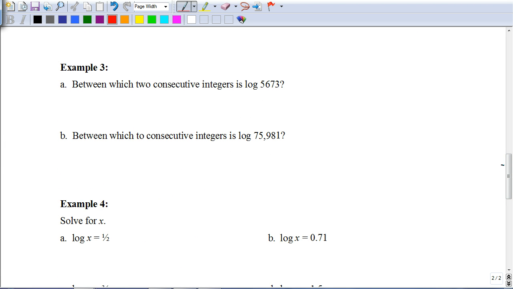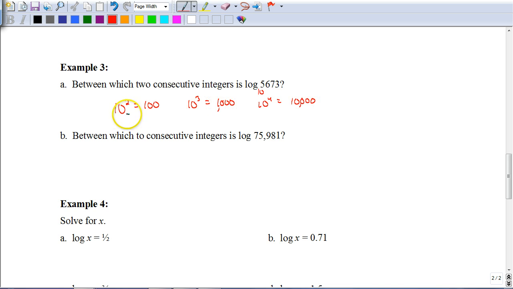Let's look at another type of problem you might see in your assignment today. Here it says, between which 2 consecutive integers is a logarithm of 5,673? Again, this is a base 10. I'm trying to figure out what exponent I'd apply to 10 that would give me close to 5,673. This is one we would do without our calculator. Because here's what I know. I know 10 squared, well that's 100. I know 10 cubed is 1,000. I know 10 to the 4th would be 10,000.